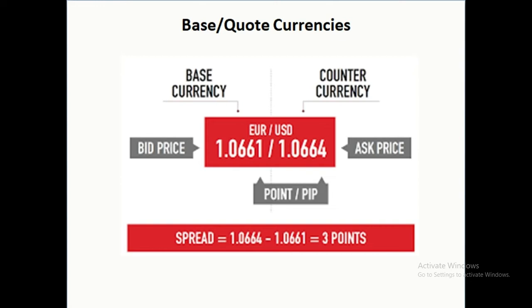So we are looking at some of the parts that make up a pair. When you have two assets that you are trading against each other, you have the first one, which is the base currency, and you have the second one, which is the counter or quote currency. So the initial asset is the base currency, while the one you are using to buy the pair is the quote or counter currency.